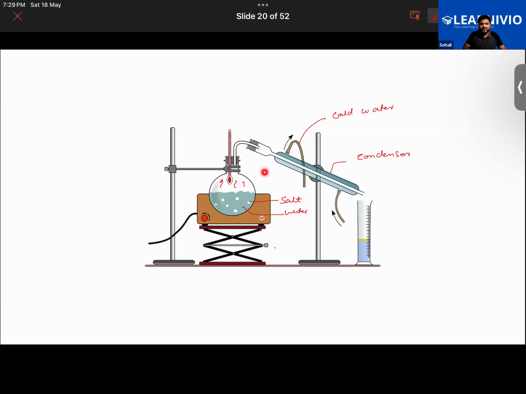And you know that when vapors come in contact with cold temperature, I mean to say that whenever the temperature is low, vapors will convert into liquid. So this water vapor that is rising up, when it goes into the condenser, converts into water droplets. So condensed water will start to fall into this, and here you can collect it. That is what distillation is.